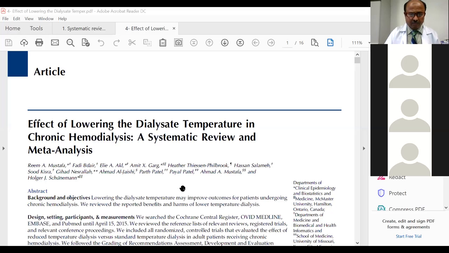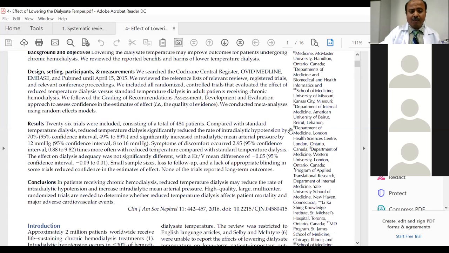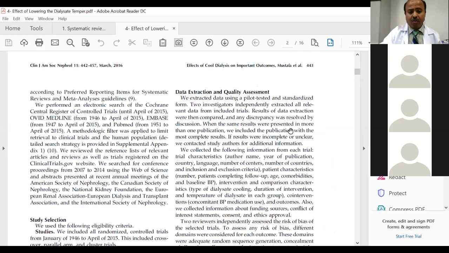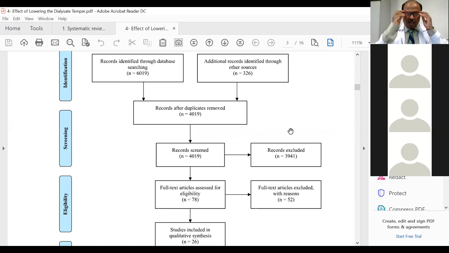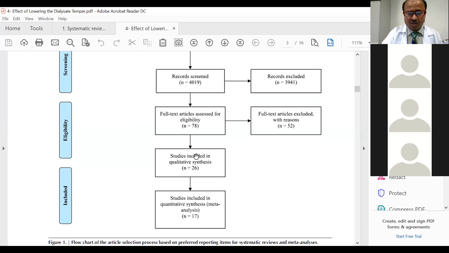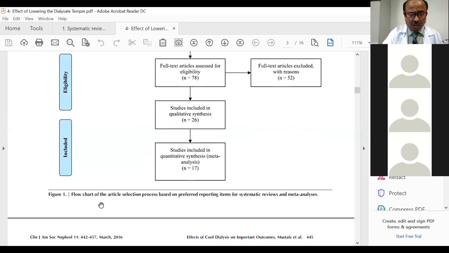Effects of lowering the dialysate temperature in chronic hemodialysis, a systematic review and meta-analysis. Usually meta-analysis starts with systematic review. So they have a question here. And then as I mentioned in systematic review, you'll find this PRISMA or flow chart. So this is the number of publications and then the process of scientific process. So this is known as flow chart or PRISMA, Preferred Reporting Items for Systematic Reviews and Meta-Analyses.